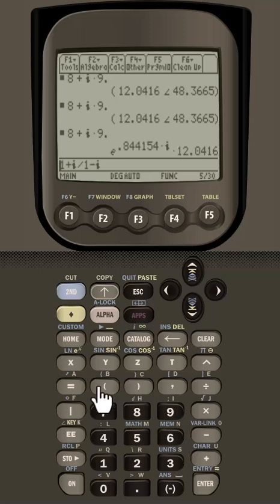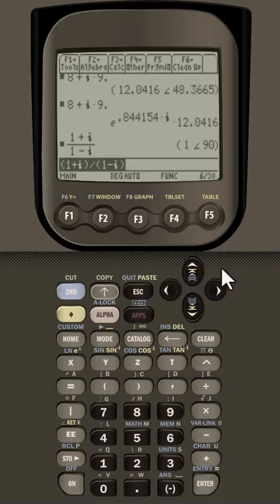Now, the 89 is in insert mode by default. It's not going to overwrite. So as you move your cursor over things, you can just type what you want and it won't overwrite. If you need to delete something, that's the backspace right here, and then I can put a 1 in. And then enter, and this gives me 1 angle 90.